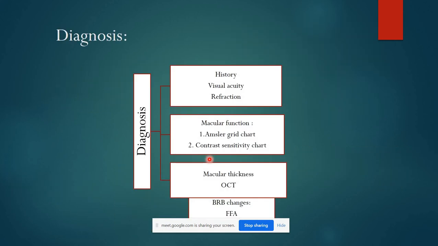So coming to the diagnosis, this is how we go with the diagnosis as a flow. So we start with the history, where we ask for the symptoms and other systemic illness, and then we go for visual acuity and refraction. Then we check for macular function tests such as the Amsler grid and contrast sensitivity chart, and once we confirm this, then we go for OCT imaging, and then we check for FFA to check for breakage in the blood retinal barrier.